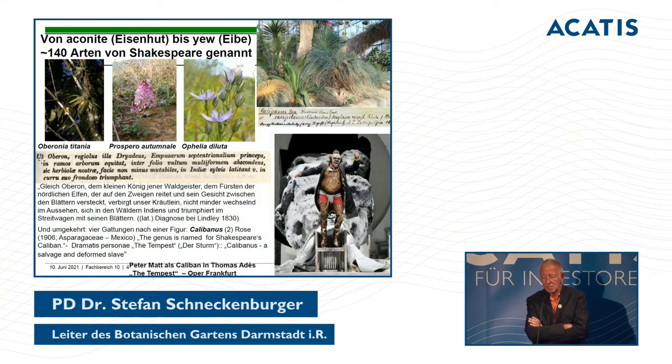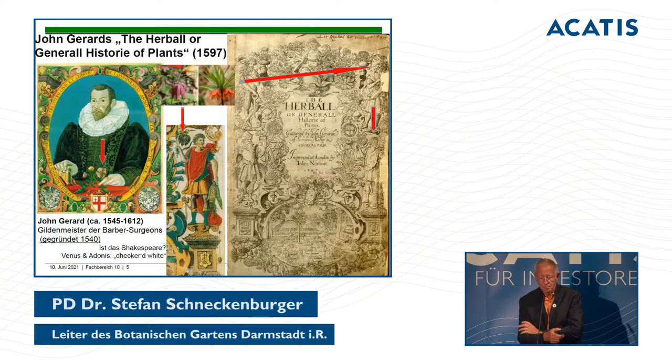And one of the very special Shakespeare species is Calibanus. There it is, the only, well, this is from the area of the Mexico-US border country. And our species is 200 years old. There's none that is older than that. Caliban was a slave in Shakespeare's Tempest, just like in Oberon. Of course, we have the connection to Shakespeare.